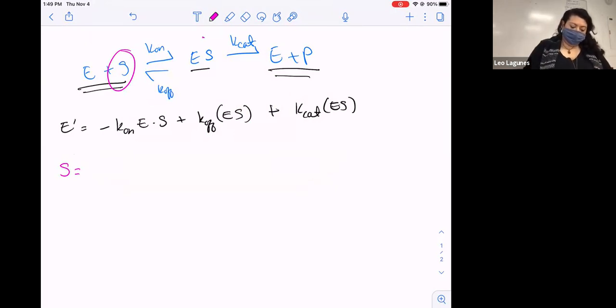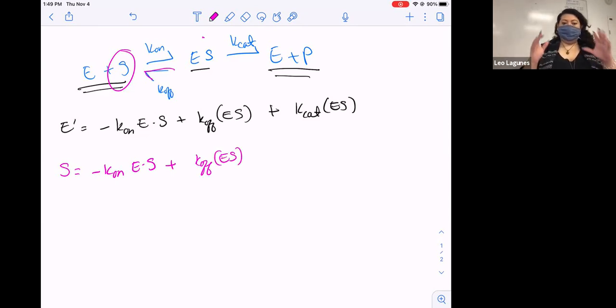So for the substrate, we are losing it from the forward reaction, the K on, but every time the substrate is there, it's attached to an enzyme. And we're gaining it from the reverse reaction, the K off one. So we're gaining it from the complex ES. I'm just putting it in parentheses to show that it's a different species. It's not E times S.